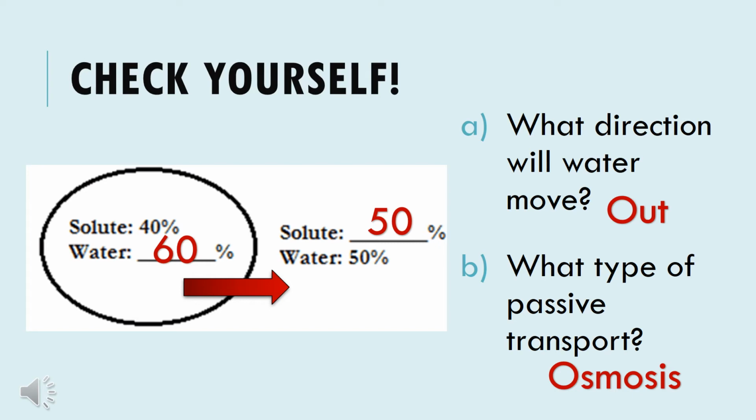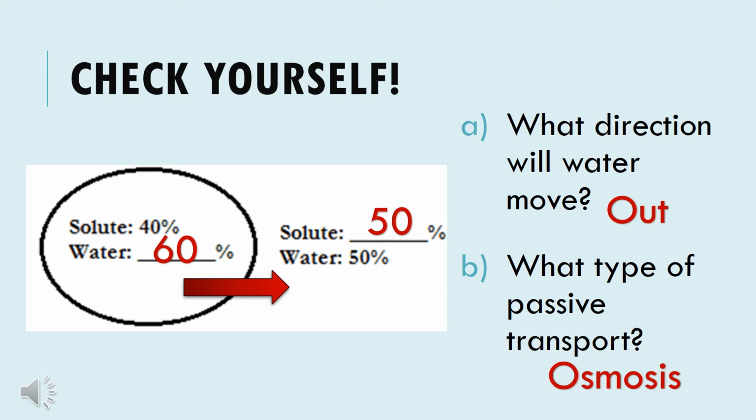If you look inside of the cell, we tell you that there's 40% solute dissolved in the water. In order for you to figure out how much water there is, you have to do a little bit of simple math. Subtract 40 from 100, and what do you get? You get 60. So you write 60 on that line. Now you do the same thing for the environment the cell is placed in. I'm telling you that there's 50% water in that environment. You do your little bit of math, subtract 50 from 100, and what do you get? You get 50. So you write that on the line.